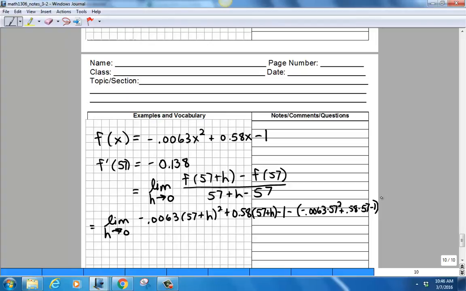Okay? So we are going to have some decimals there, okay? But be patient because in the long run, a lot of things are going to cancel, all right? Y'all see where I got everything now? So minus 0.0063 times 57 plus h squared. I just plugged the 57 plus h in for x. And then here's the 57 plus h plugged into the second term, right? So you got 0.58 times that. And then there's the minus 1, minus, and then all of this in parentheses is f of 57. Minus 0.0063 times 57 squared plus 0.58 times 57 minus 1.